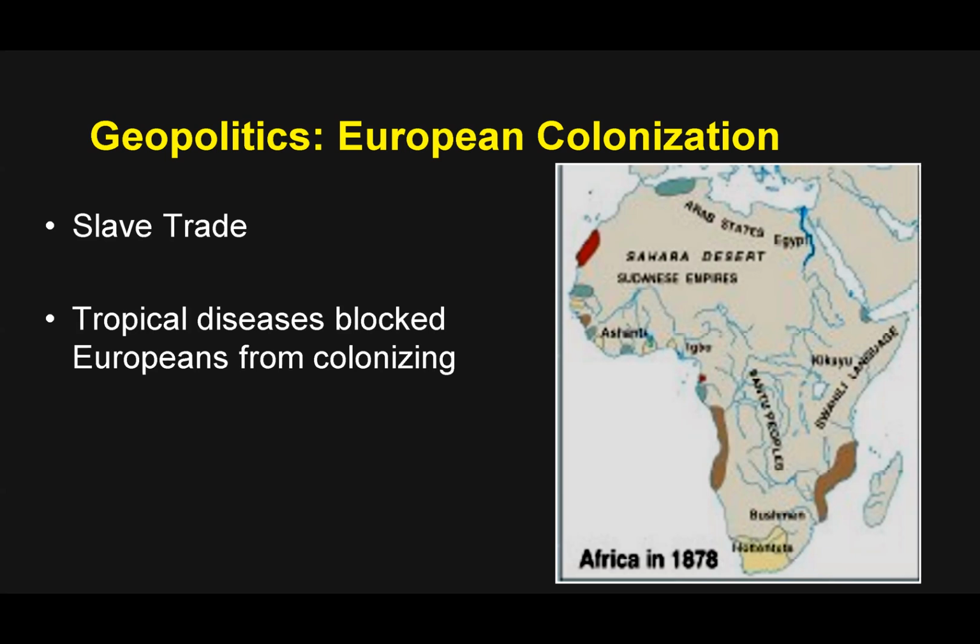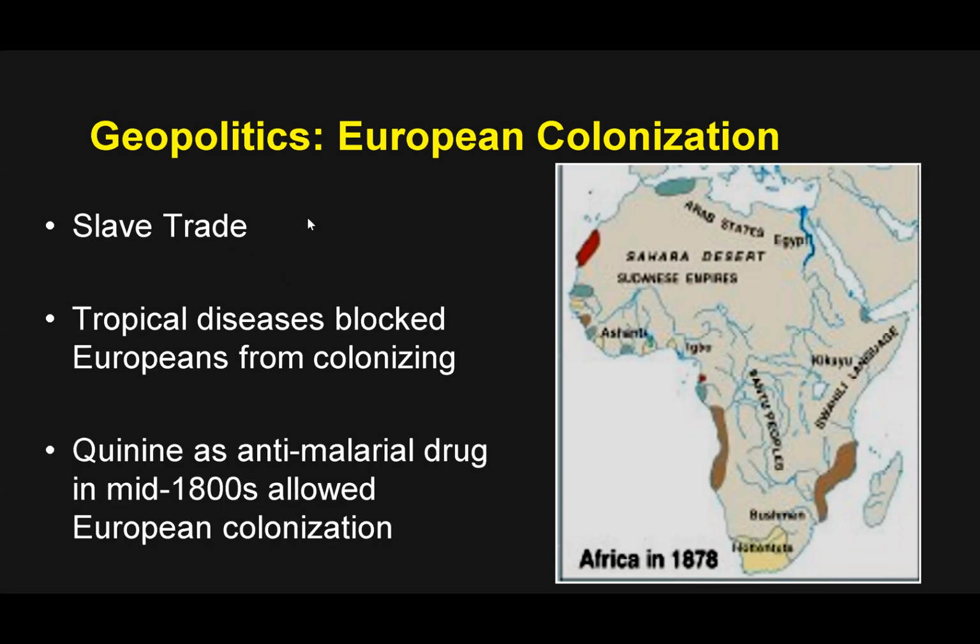It's been noted that half of all Europeans that went to Africa would die within a year because of the tropical diseases that they had no immunities for, and there was no medicine. That changed in the mid 1800s. A drug called quinine, which comes from the bark of a tree from Peru, proved to be an anti-malarial drug. And so once quinine was discovered and distributed, Europeans then started colonizing much more widely and exploring the inland parts of the African continent.